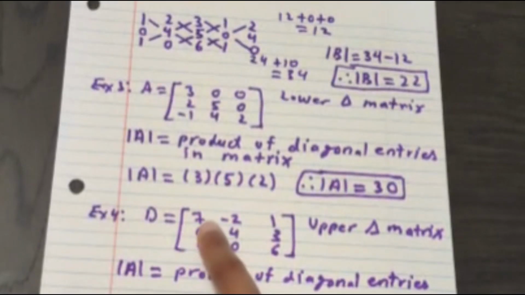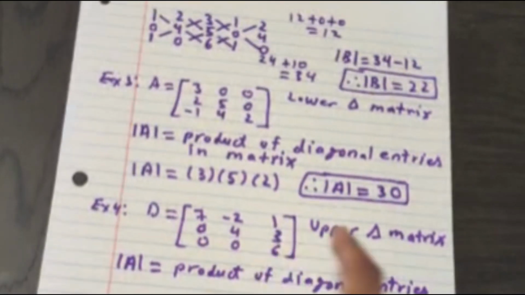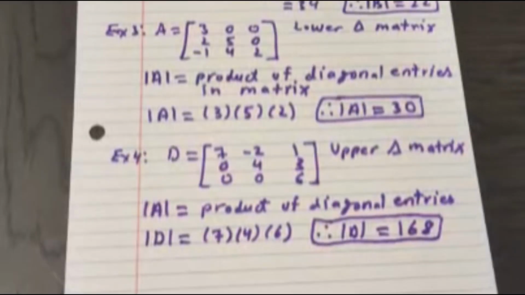In this case, it would be 7 times 4 times 6. So let's do that and see what we get. When we follow the formula, we get 7 times 4 times 6, which gives us that the determinant of matrix D in this case is 168. Let's move on to the next example.